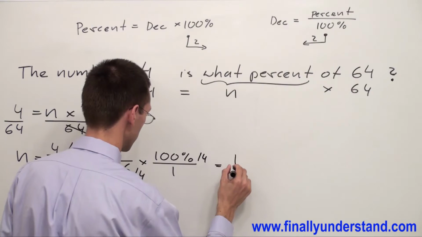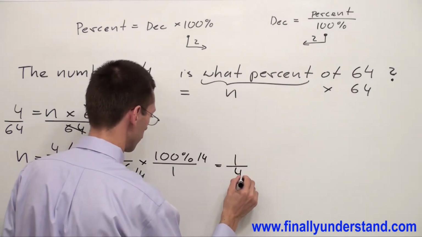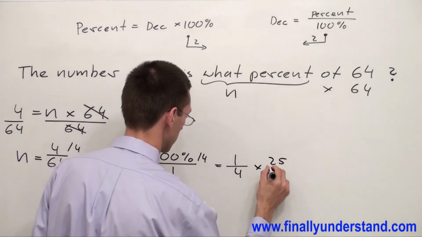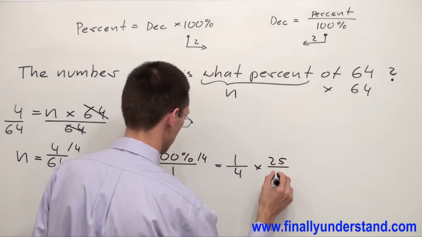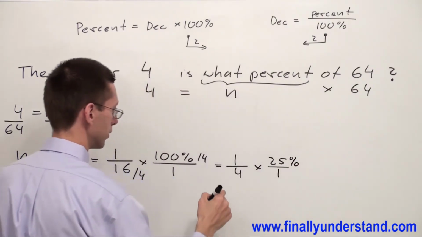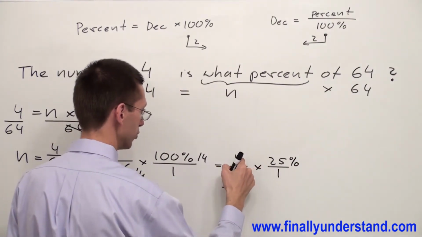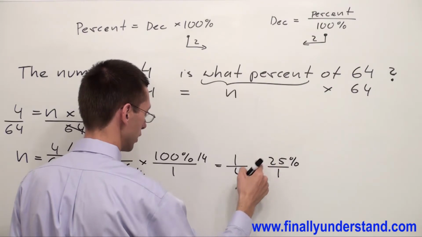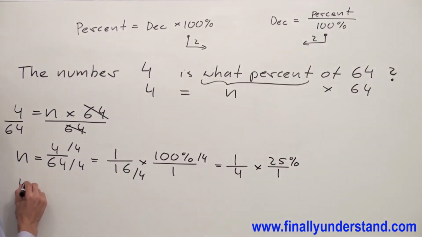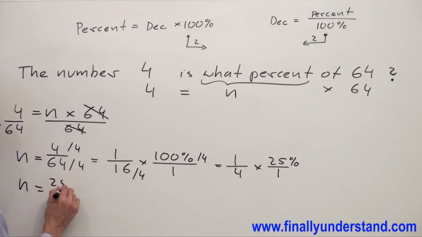So I'm going to have 1 over 4 times 25 over 1. This is percent. Now, I can perform the multiplication. Numerator has to be multiplied by numerator and denominator by the denominator. That's why my n is going to be equal to 25% over 4. Now, this is an improper fraction.